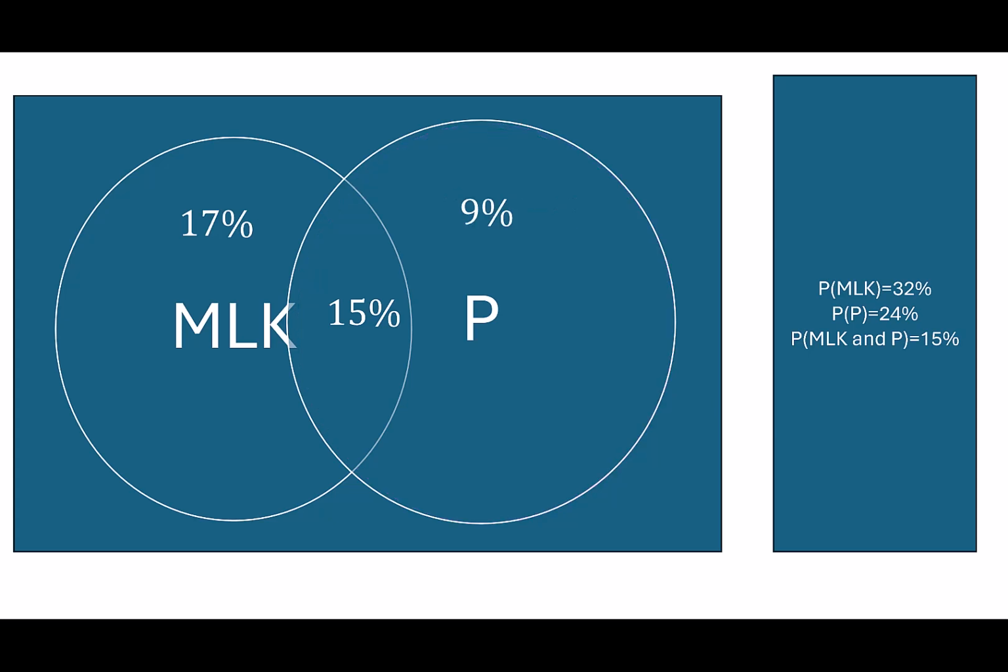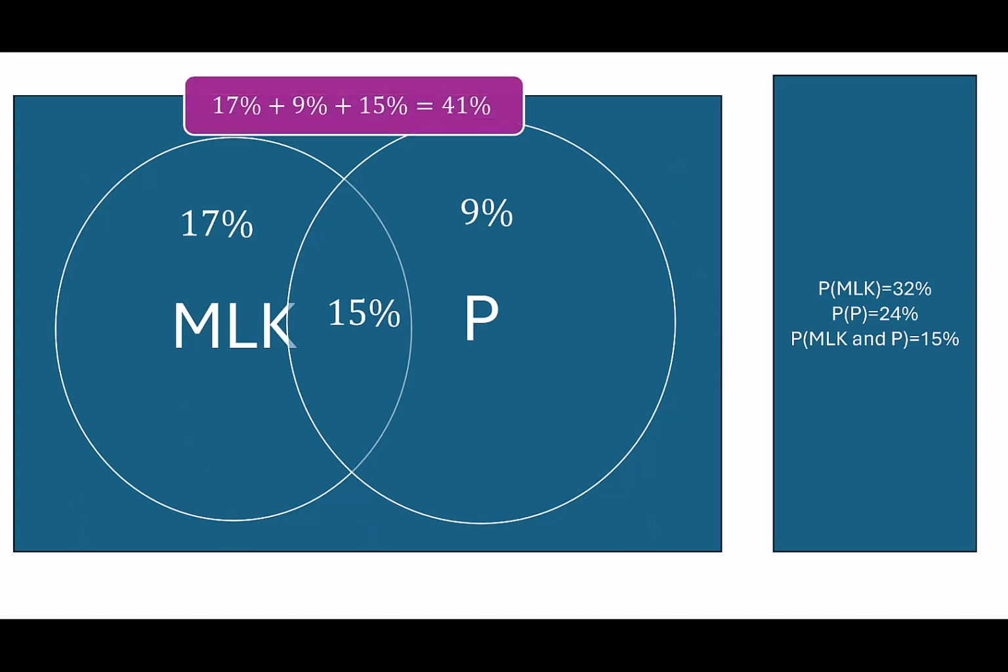Now we know everything within these two circles, but there are still employees that we haven't accounted for. We need to find what percent are outside of these two circles. To do that, we start by adding up 17%, 15%, and 9%. That shows us that we've accounted for 41% of employees. The whole box needs to add up to 100, so we'll find 100 minus 41, which is 59%, and we'll put that 59 outside of the two circles.